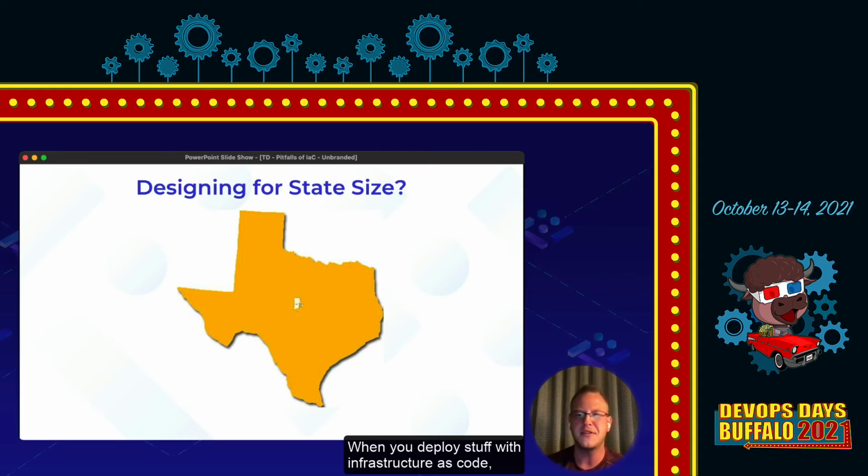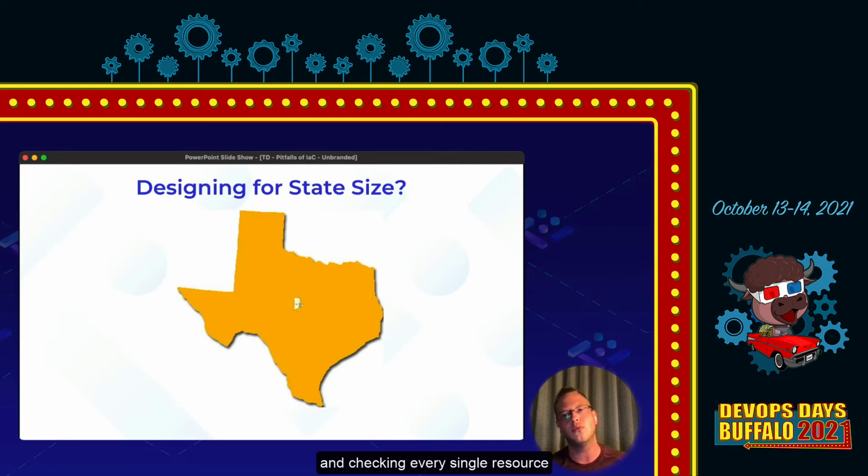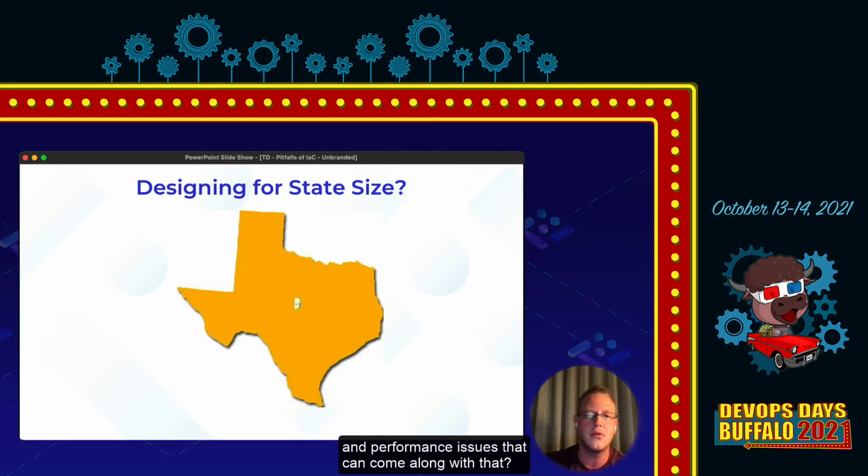When you deploy stuff with infrastructure as code, you're designing for state size, or you should design for state size. With that, you're not checking every single resource when you only need to update, say, EC2 instances. So how do we mitigate state size issues and the performance issues that can come along with that?